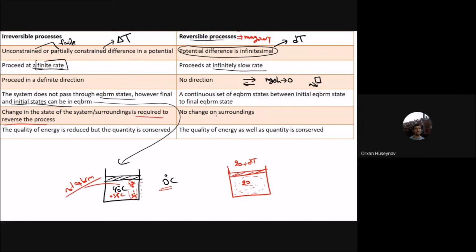We have talked about this one. No change in surroundings. And the quality of energy is reduced, but quantity is conserved. This is the first law. The first law is always true, but in the second law you have the generation. It is not a conserved property. The second law is not conserved, but for the reversible ideal processes, both of them are conserved.